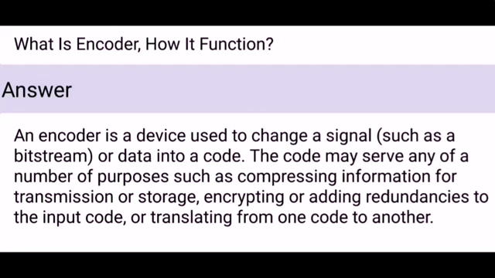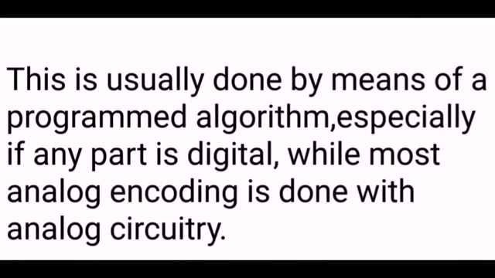What is an encoder and how does it function? An encoder is a device used to change a signal, such as a bit stream or data, into a code. The code may serve any of a number of purposes, such as compressing information for transmission or storage, encrypting or adding redundancies to the input code, or translating from one code to another code. This is usually done by means of a programmed algorithm, especially if any part is digital, while most analog encoding is done with analog circuitry.